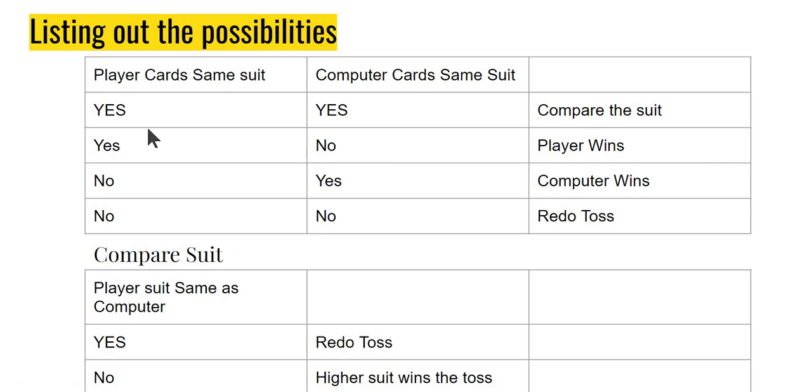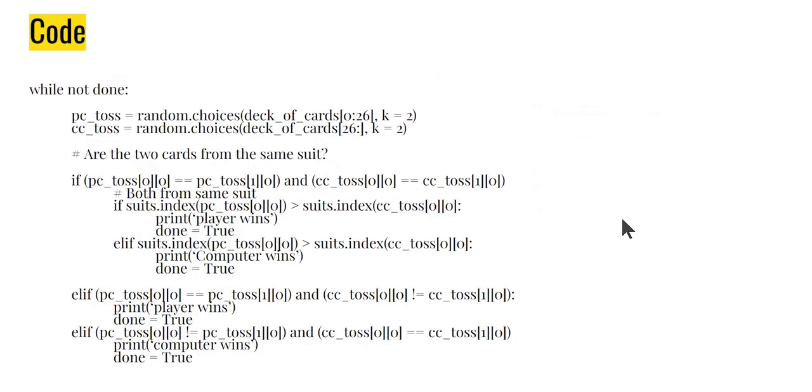For example, I ask myself, well, is the player cards the same suit and the computer cards the same suit? If that is true, I just compare the suit, and in this case, whoever has the bigger suit wins. If both of them have the same suit, which is player card same as computer's card suit, then I say, well, I just redo the toss. Next, I look at the situation where the player card has the same suit but the computer card does not. Player wins. Reverse, computer wins. And if both are not from the same suit, which means neither has the same suit, then I just say redo toss.